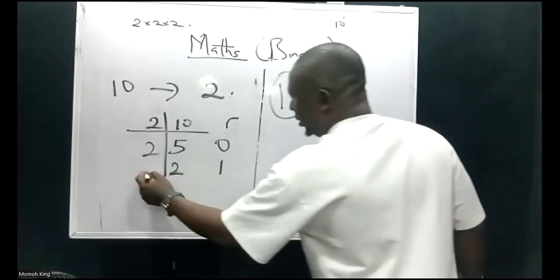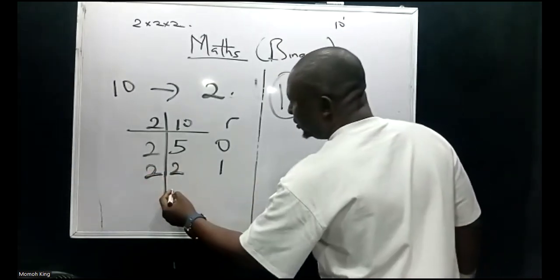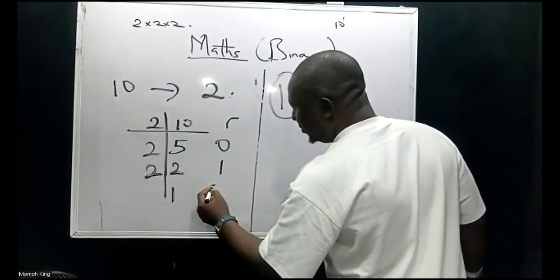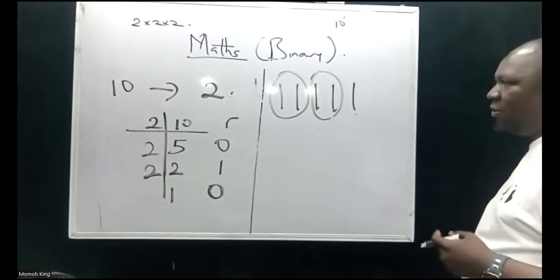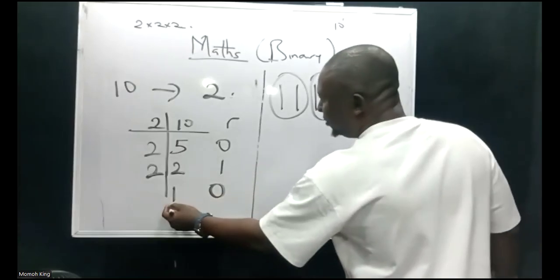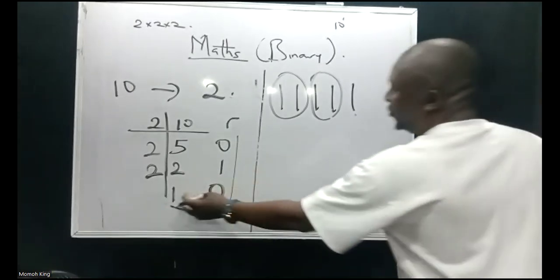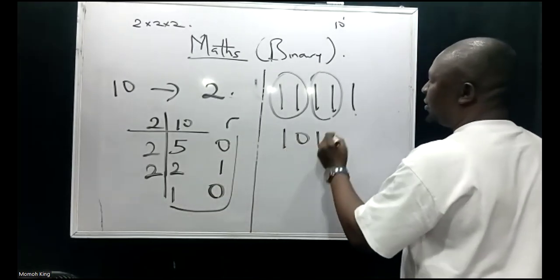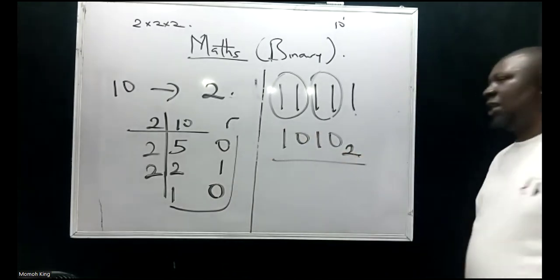Now you go to 2 here, because the remainder is very, very important. 2 in 2 is what? It's 1. What is the remainder? 0. Now, your answer, you start from this point to get your answer. You're going to have 1, 0, 1, 0, base what? Base 2. That is your answer.